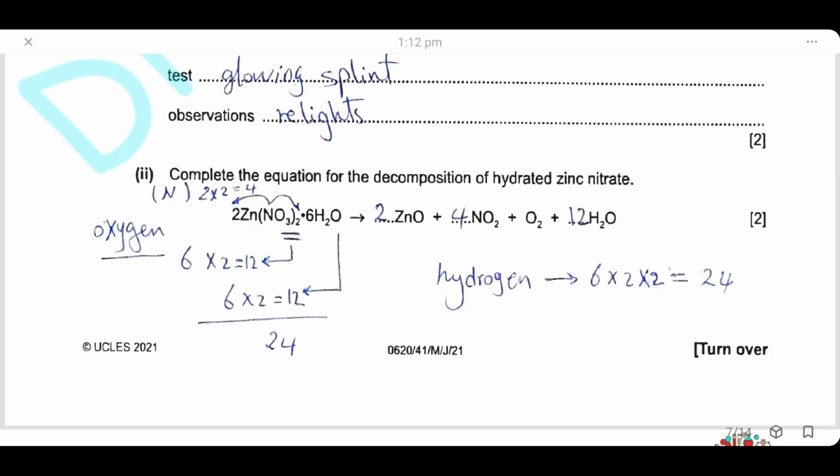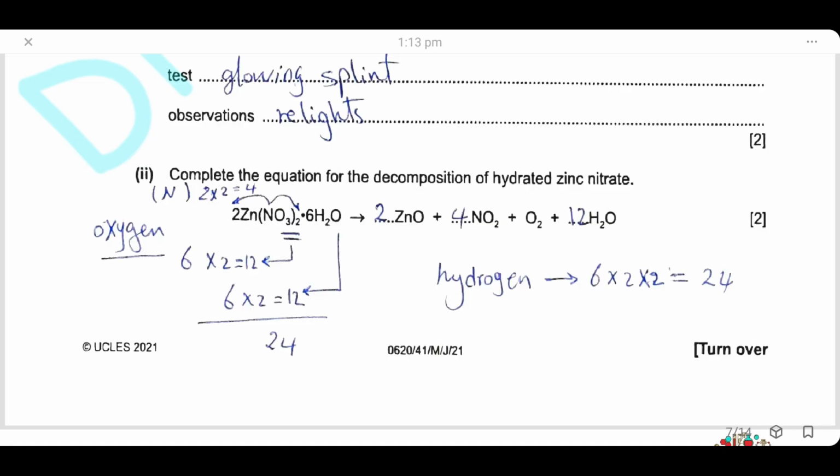First, start with zinc. Here, zinc is multiplied by 2 in the reactant side, so we will add 2 here for zinc in the product side. Then, we will start to balance hydrogen. Hydrogen in the water molecule is 6 multiplied by 2, so it's 12, and it is multiplied by another 2 for the whole molecule, so hydrogen will be 24. 24 means that we have 12 water molecules in the product side.